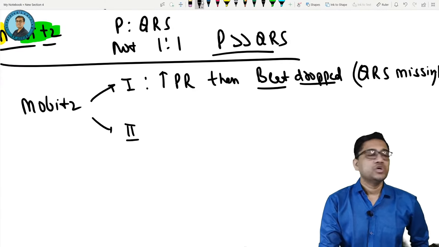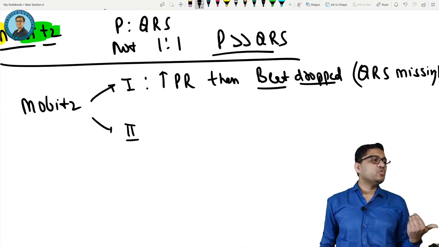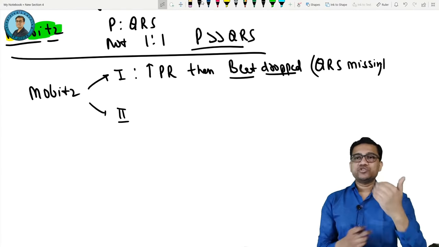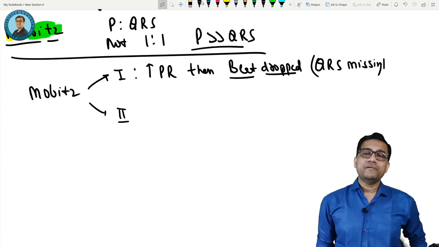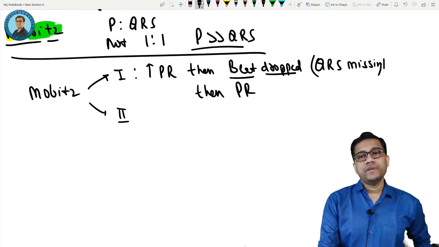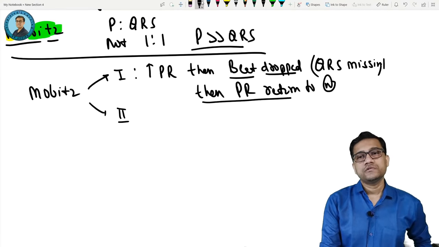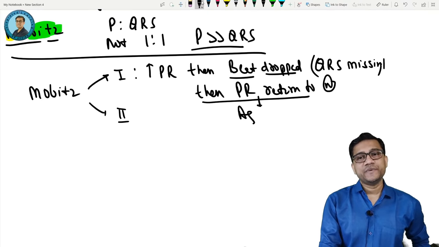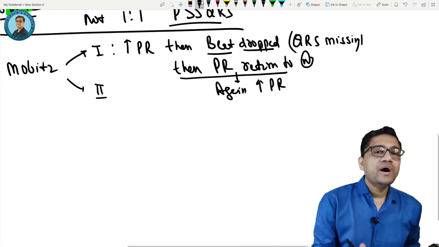Are you clear? So the beat is dropped and the QRS is missing. I hope it is clear. Okay, and what happened then? PR normal, returns to normal. PR then normal, and then again increasing PR. So how to understand this?